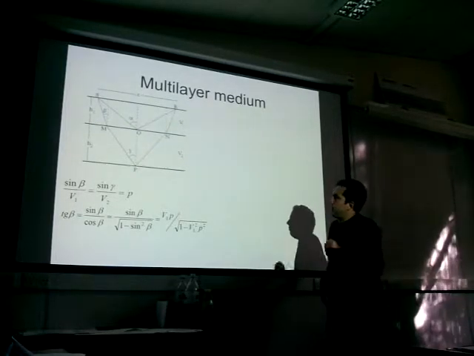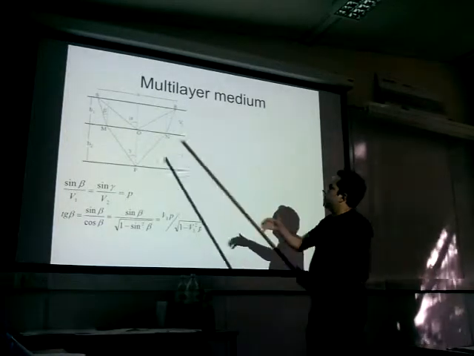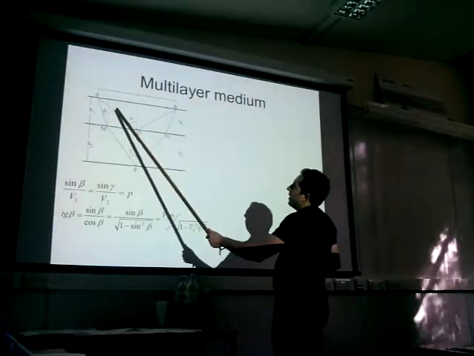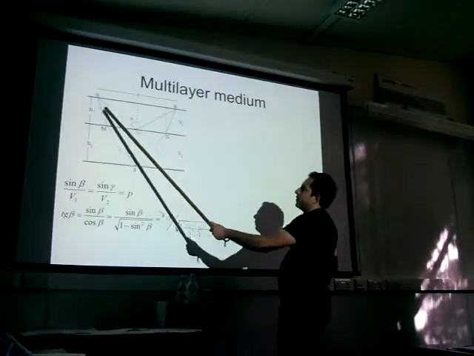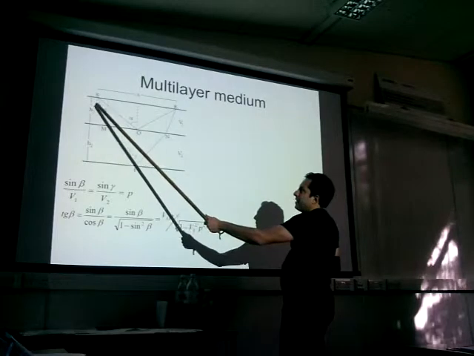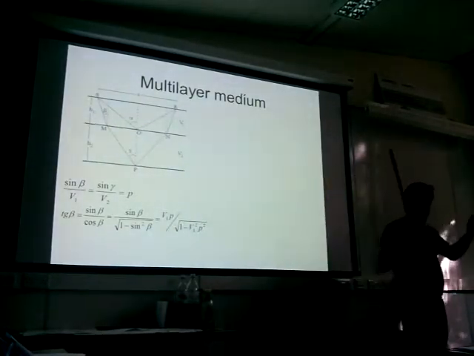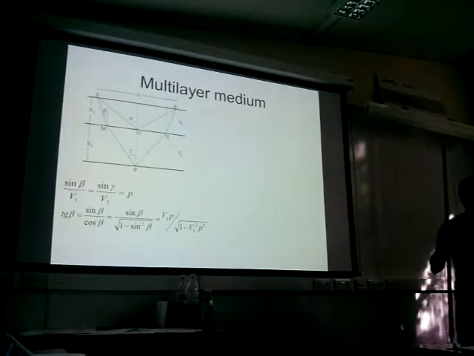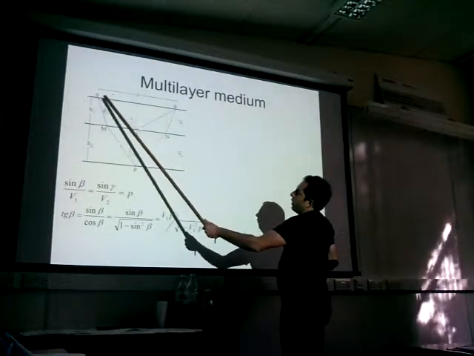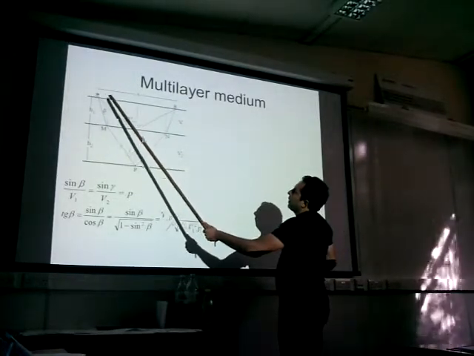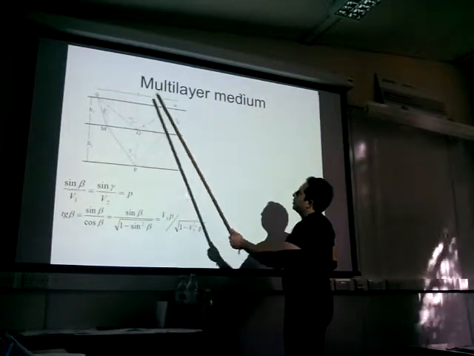Now, let me write the tangent. The tangent of beta is, by definition, that distance over that distance. That side is nothing else than the thickness of my layer. It's important information I want to know as an exploration geologist. That component is the piece of the path projected along the trace between the source and the receiver.